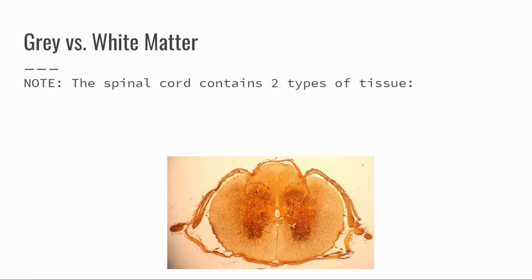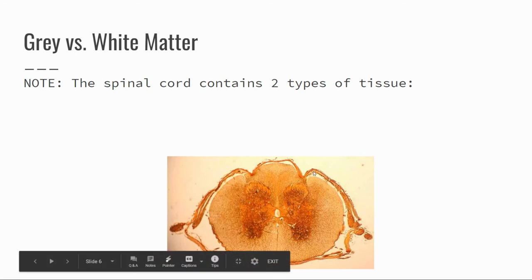We are going to now talk about gray matter versus white matter. So you have a picture in your notes that shows a spinal cord. So this is a cross section of the spinal cord. And you can see on the outside here that the outside of the spinal cord almost looks clear, but it's not. We'll talk about that. It looks a little different than the inside of the spinal cord.